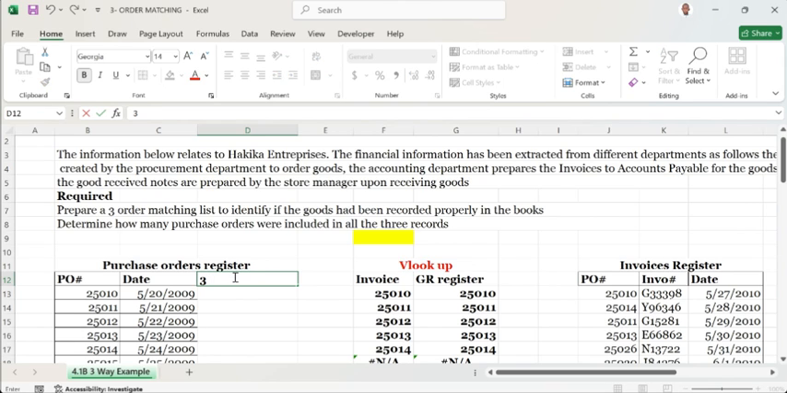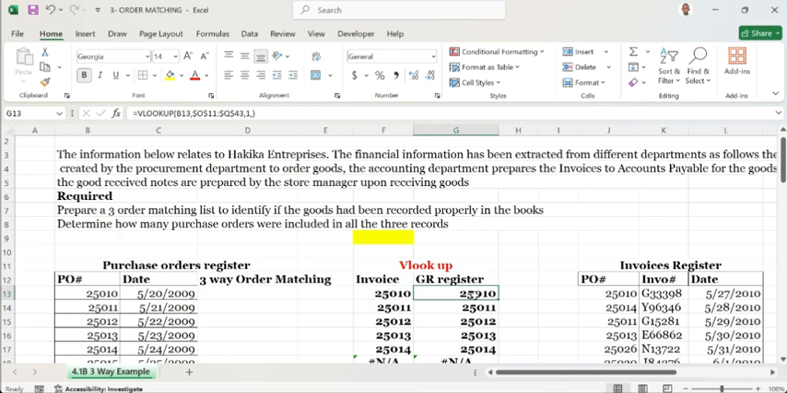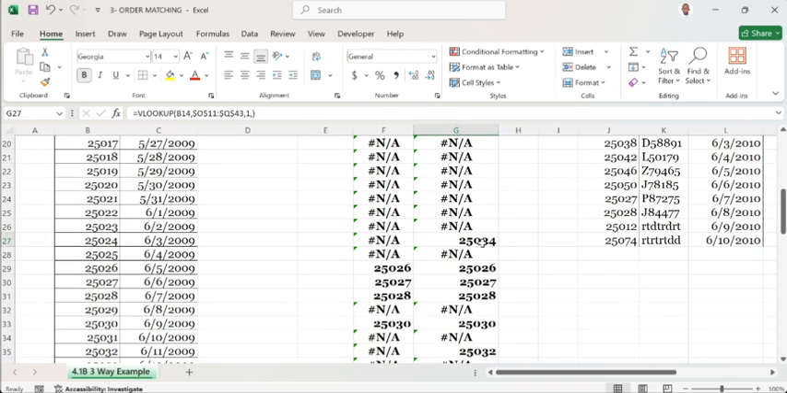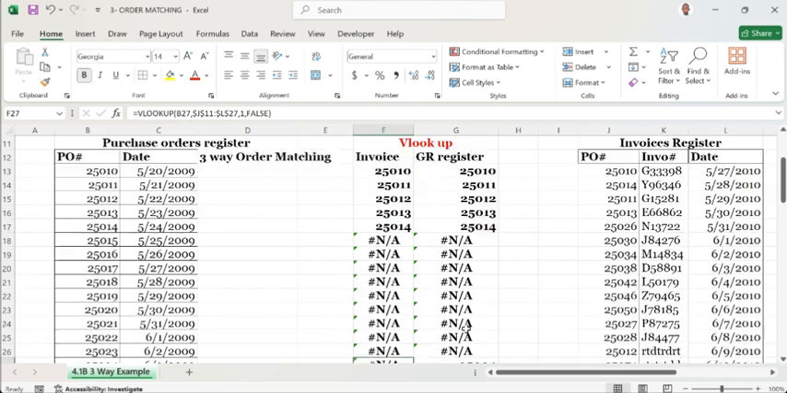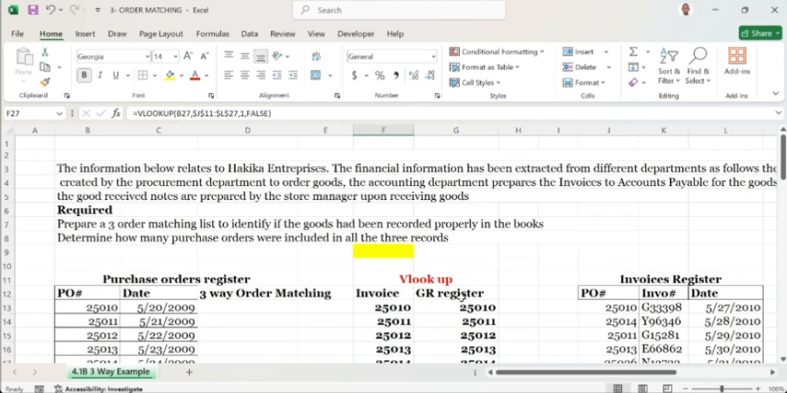Now the lookup value, what we are looking for is the PO, the purchase order, comma. What is our table array? Table array yetu ni ya GR. Tumemalizana na ya invoice register. So ni GR. I lock it, comma. My index ni PO. Our lookup value iko wapi? Ni PO, ndio hii ni 1, comma. It is a false exact match. Then I drag it.